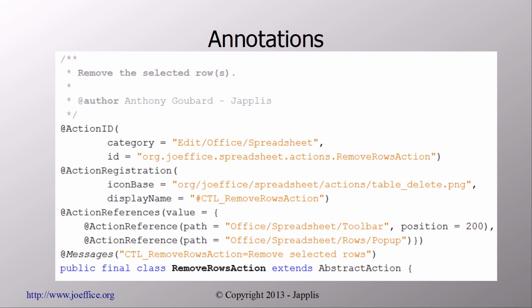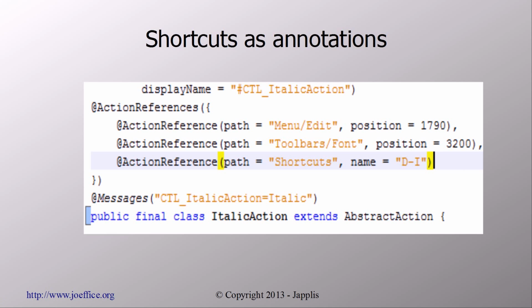So here you see, for example, in this example the remove row action has been added to the toolbar of the spreadsheet and also in one of the pop-up directories. Then you can also add your action into the menu bar. Here, for example, an action that is added to the edit menu. This one is also added to the main bar of the application in the toolbar's font. And you can also reference an action in the shortcut directory, and then the shortcut will be registered for this action.